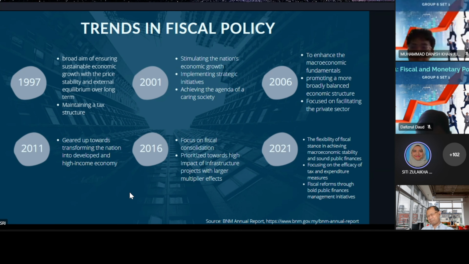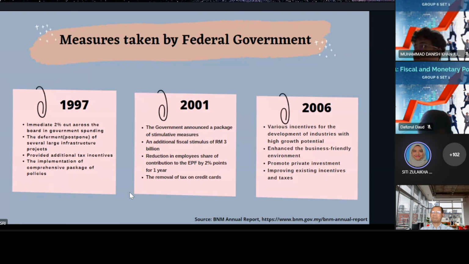Next, the measures taken by the federal government. Several fiscal measures were introduced in the third quarter of 1997. It was to manage the level of aggregate demand and to contain the current account deficit. These measures included an immediate 2% cut across the board in government spending, and the development of several large infrastructure projects, for example the Bakun Hydroelectric Project, the Kuala Lumpur Linear City, and also the Northern International Airport. The government also provided an additional tax incentive to support the strategy of productivity driven growth.